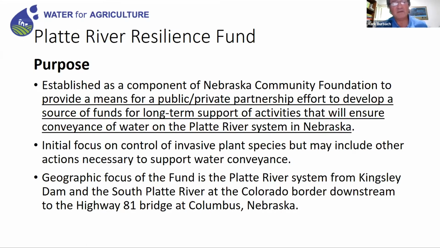And its geographic focus is from Kingsley Dam and the South Platte River at the Colorado border downstream to Highway 81. That's the geographic area, but the Fund Advisory Committee recognizes that dealing with conveyance in the Central Platte may entail working with upstream agencies, so activities may also occur upstream of the Central Platte region.